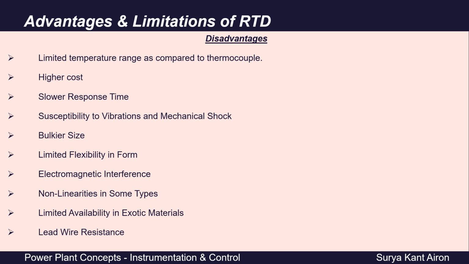Other issue with the RTDs is the lead wires connecting to the RTDs. Connecting these RTDs to the measurement circuit can affect the overall accuracy. Compensation techniques or the use of four-wire configuration are employed to mitigate these issues. Friends, despite these limitations, RTDs remain a popular choice in many applications, especially where precision and stability are critical.